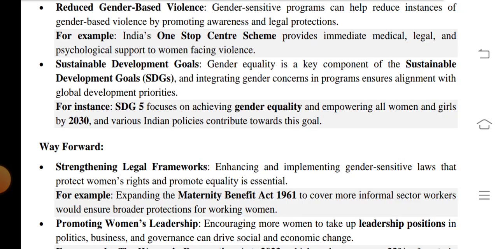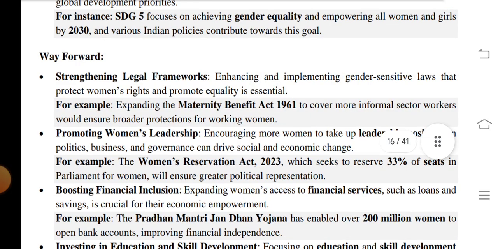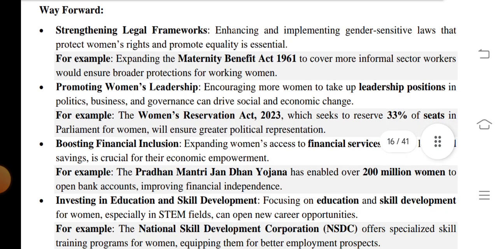Sustainable Development Goals. Gender equality is a key component of the Sustainable Development Goals, SDGs, and integrating gender concerns in programs ensures alignment with global development priorities. For instance, SDG 5 focuses on achieving gender equality and empowering all women and girls by 2030, and various Indian policies contribute towards this goal.